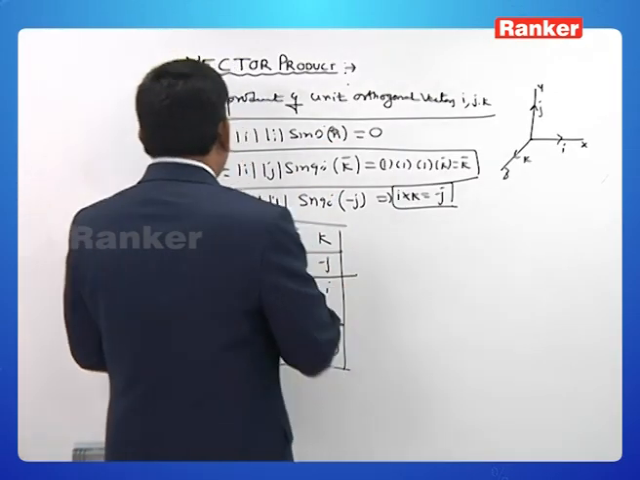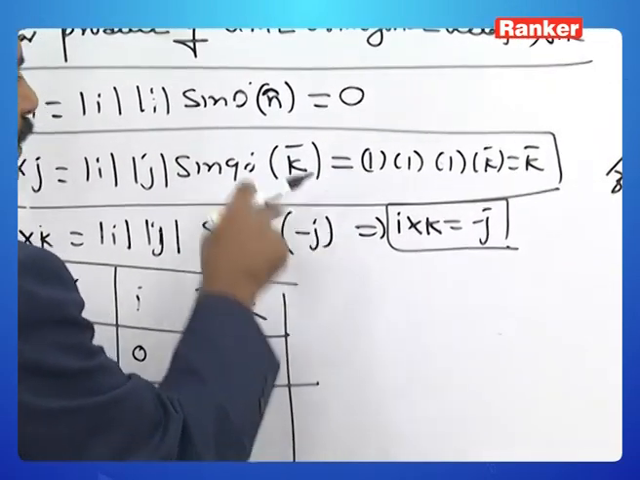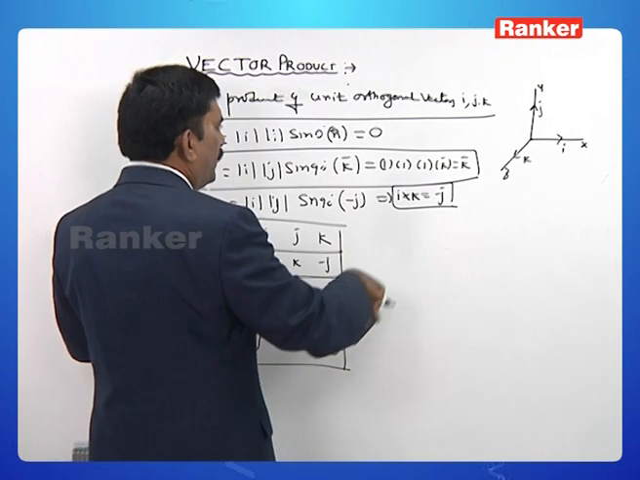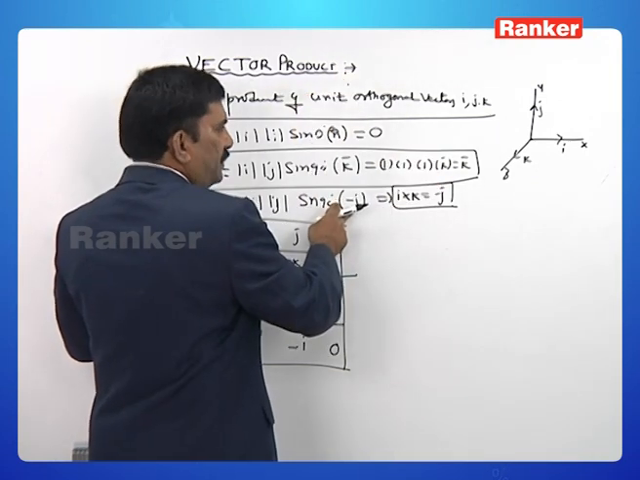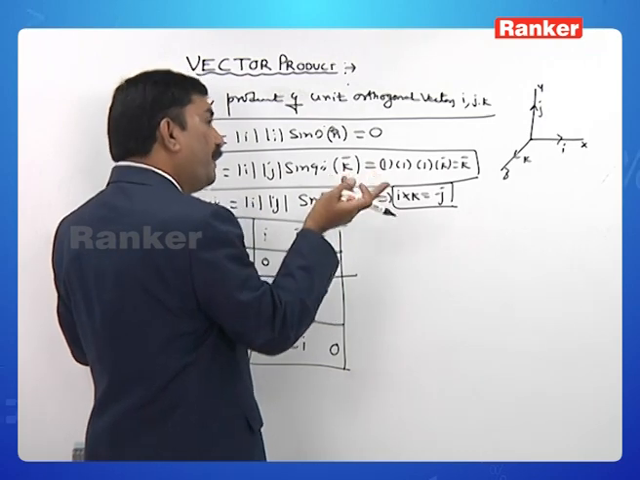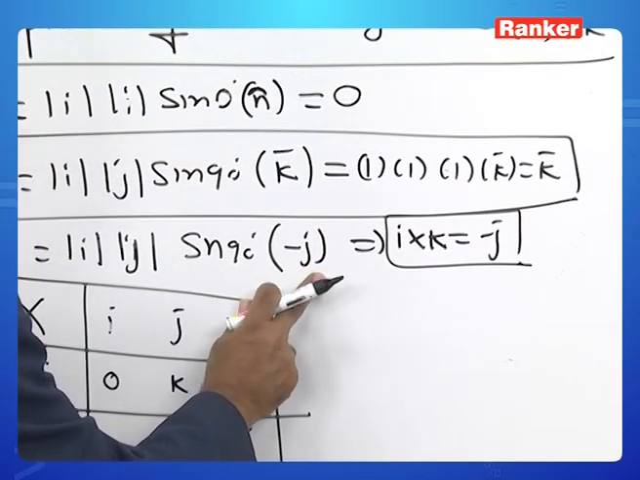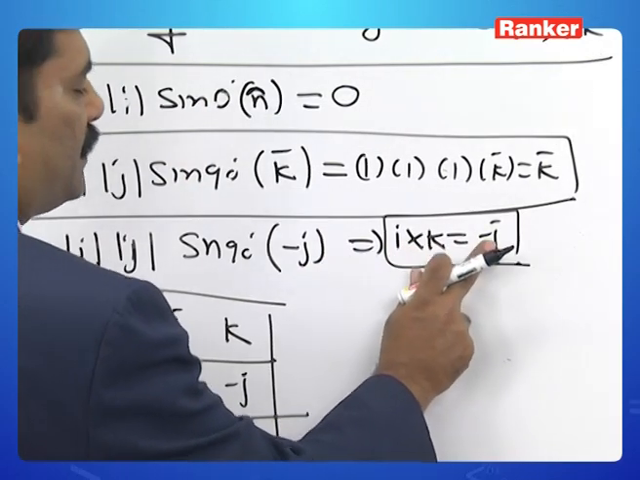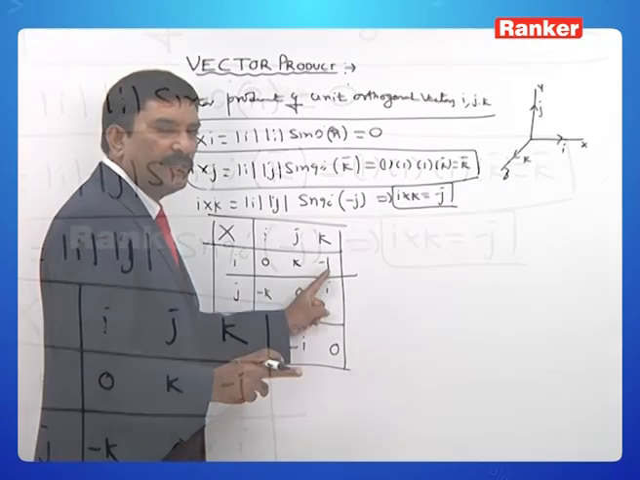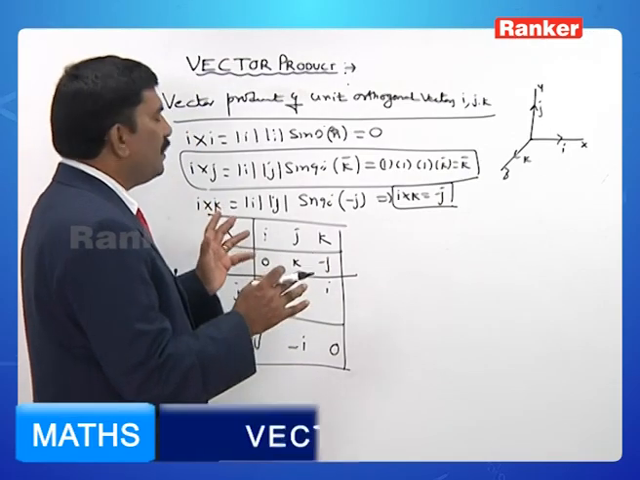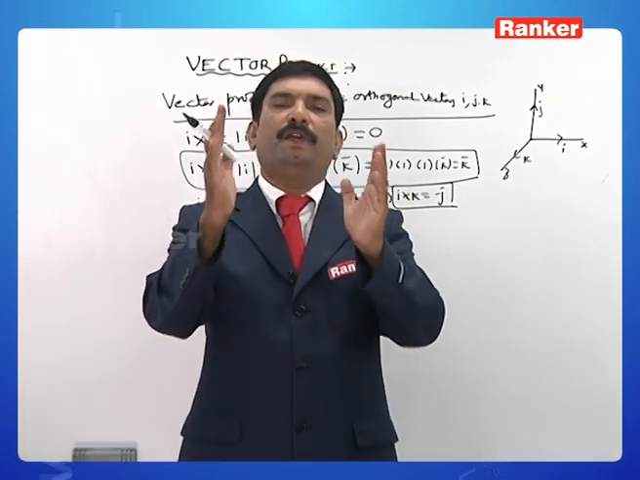So now I cross J is equal to K, we proved, and I cross K is equal to what? Since it is in the opposite direction, it goes in the clockwise direction, it becomes minus J, a unit vector perpendicular to I and K in the opposite direction. Therefore, I wrote it as minus J. So hereafter, I cross K is equal to minus J. Here also, I cross K is equal to minus J. So this is the concept of vector product of orthogonal unit vectors.